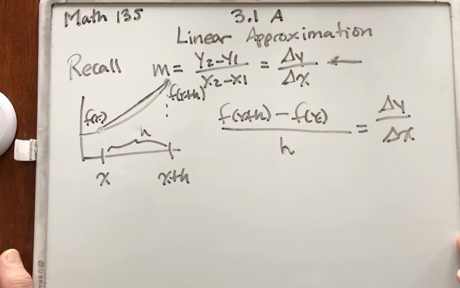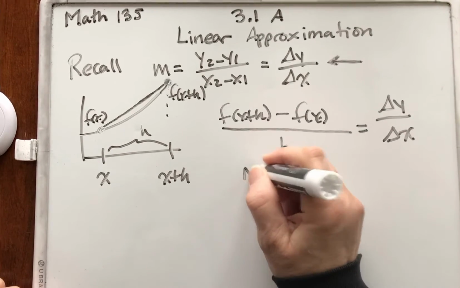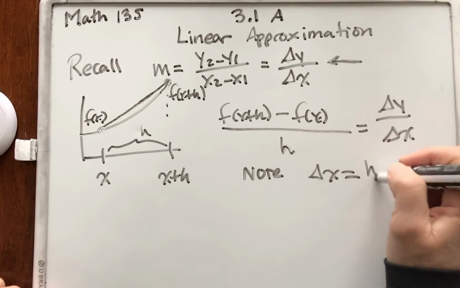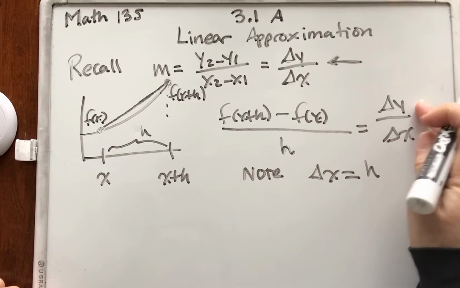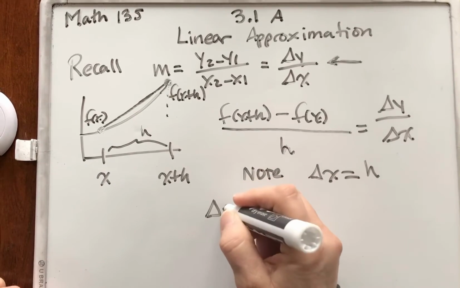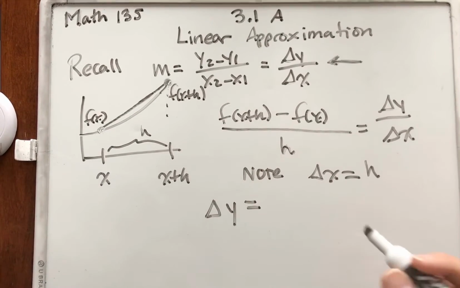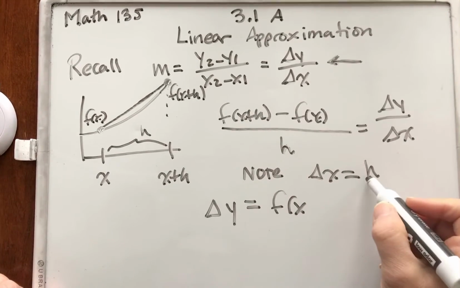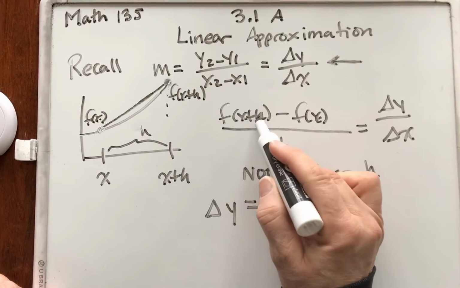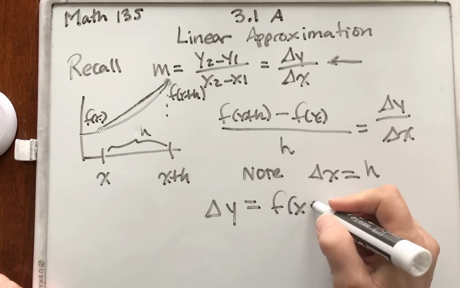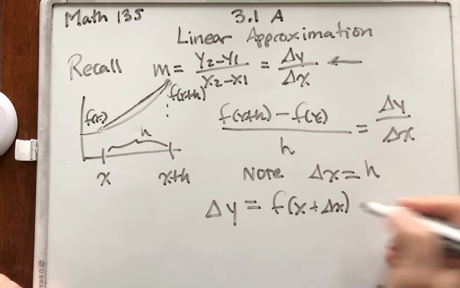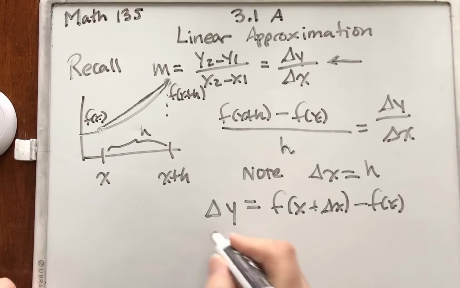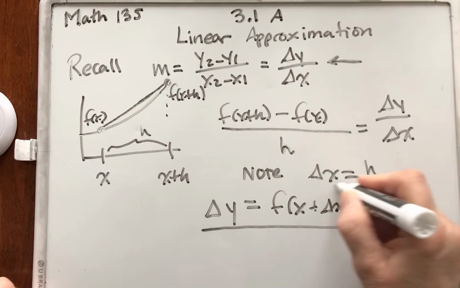Okay, now note delta x right here equals h. Delta x equals h, and delta y equals this over here. But I'm going to change something. Yes, it equals f of x plus h, but what is h? H is delta x. F of x plus h, h is delta x. I'm going to put a delta x here, and then minus f of x. All right, so we're going to utilize this to do linear approximation.